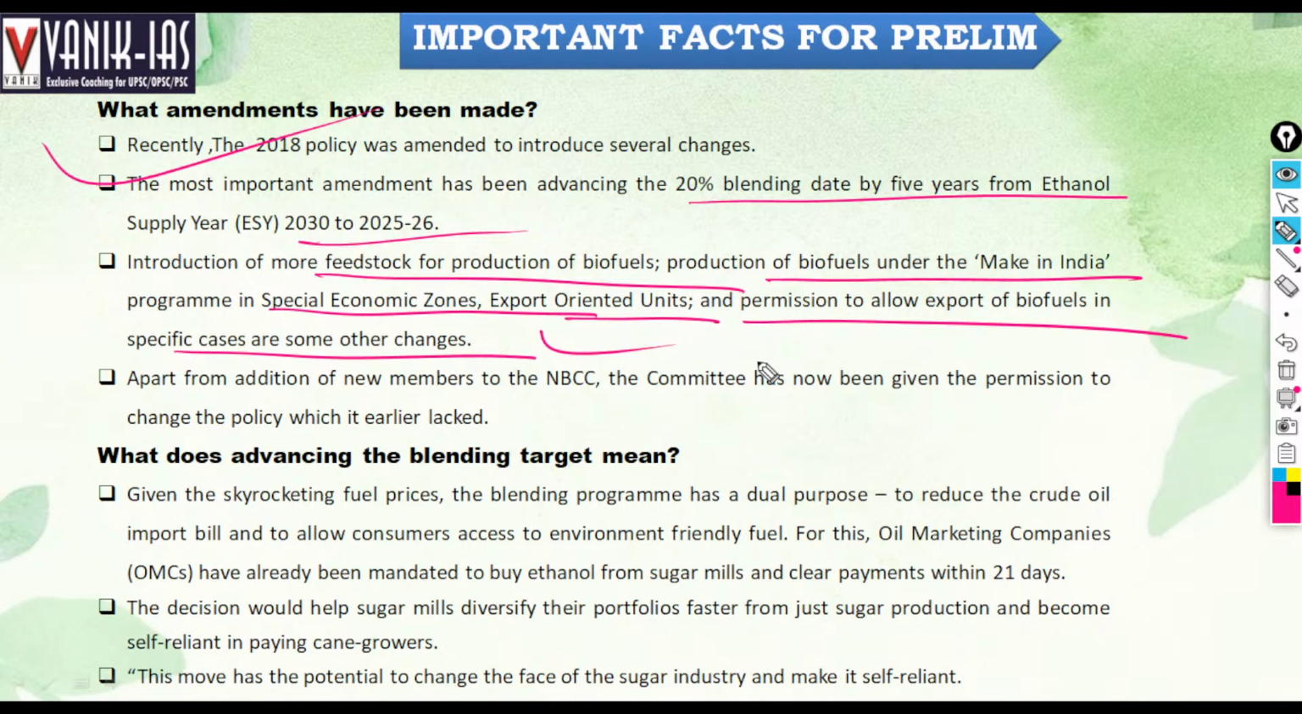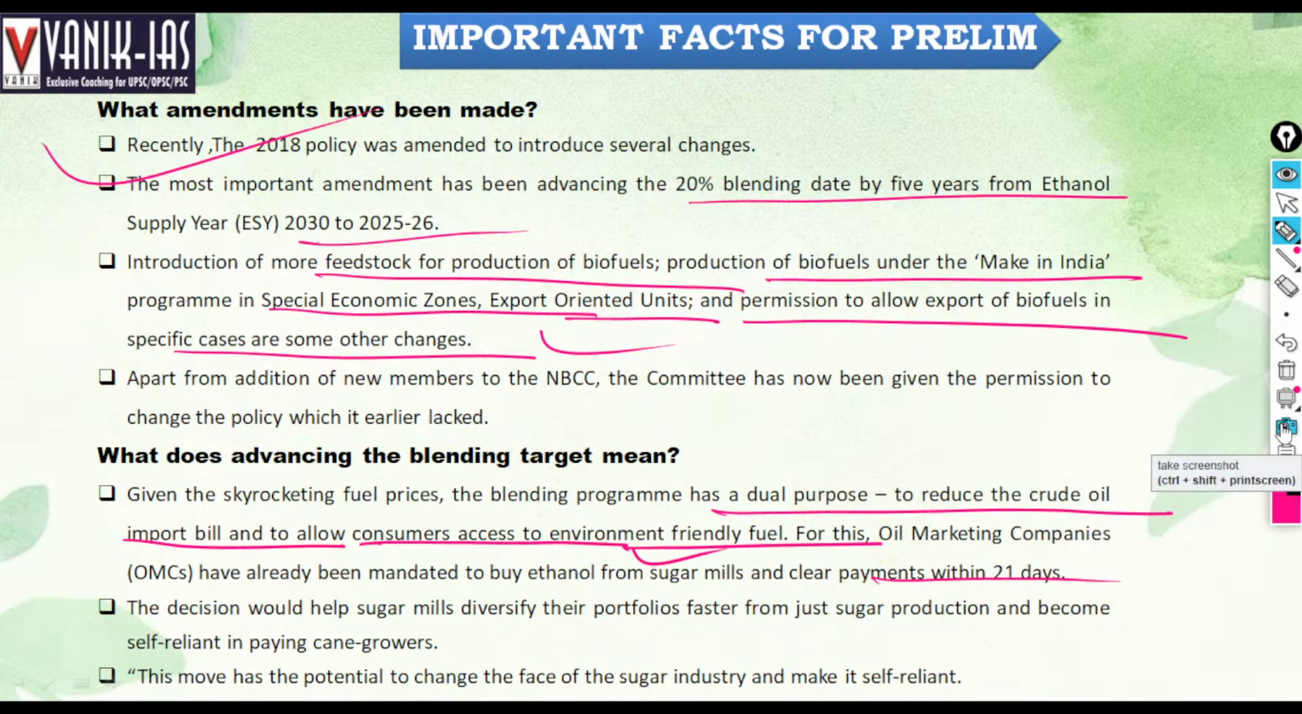What does advancing the blending target mean? Given skyrocketing fuel prices, the blending program has a dual purpose. What is the dual purpose? To reduce the crude oil import bill and also allow consumers to access environment friendly fuel. That will help us in combating climate change and achieving our Paris climate deal target, or Glasgow summit target. Oil marketing companies (OMCs) have already been mandated to buy ethanol from sugar mills and clear payments within 20 to 21 days. That will also give benefits to sugar mills and to the farmers who are producing sugarcane.